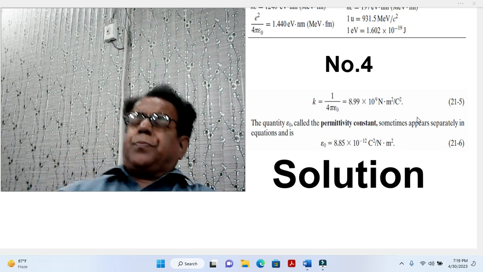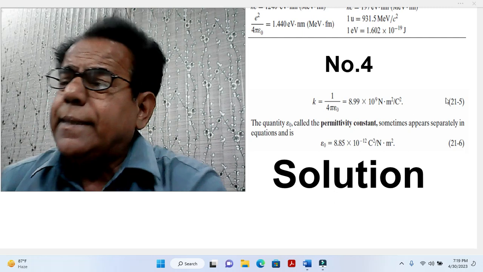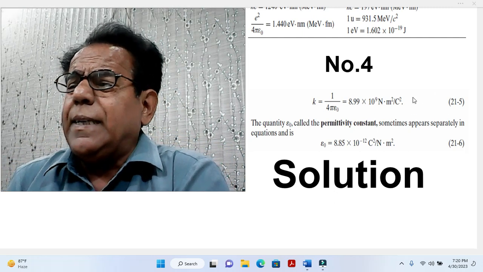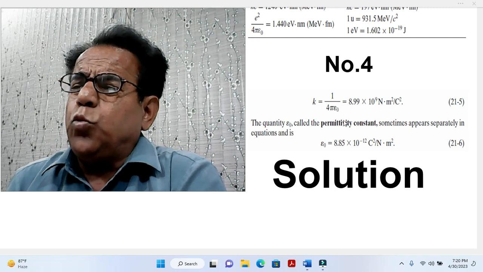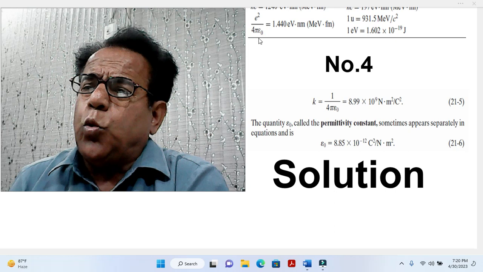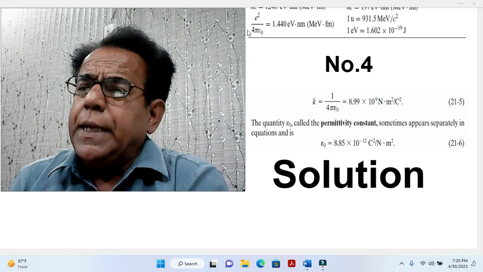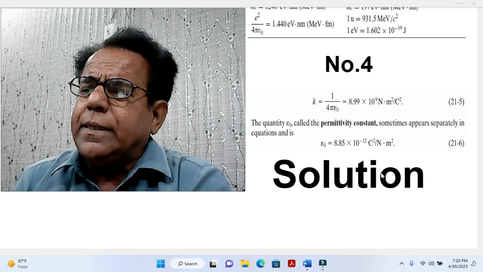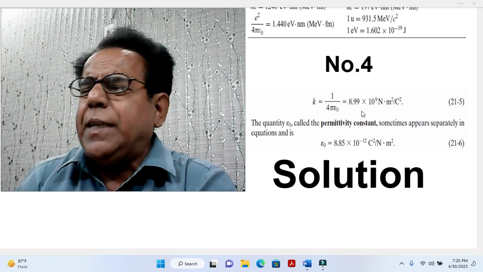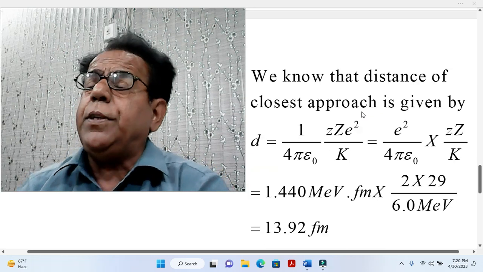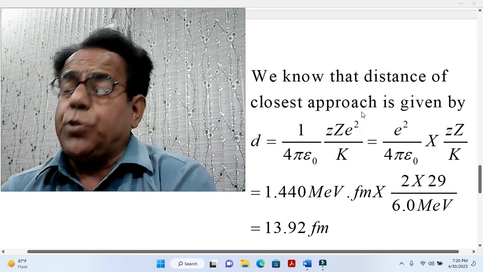Okay, this is just for our assistance and understanding. Otherwise we do not need tool number 4, because we have this combined value of e square over 4 pi epsilon naught. In presence of this value we do not need these values. Anyhow we should know this thing. Now we come to its solution.